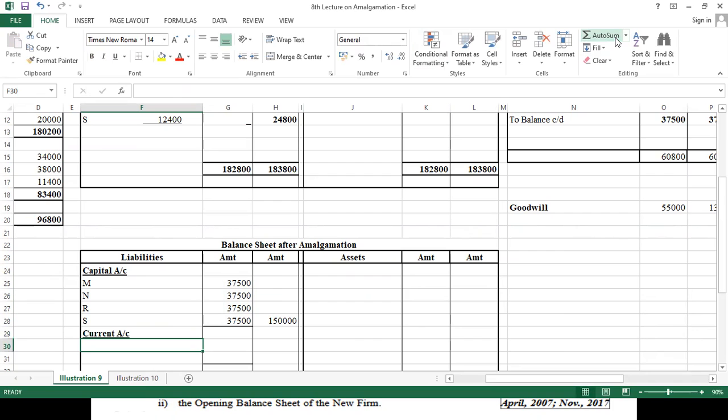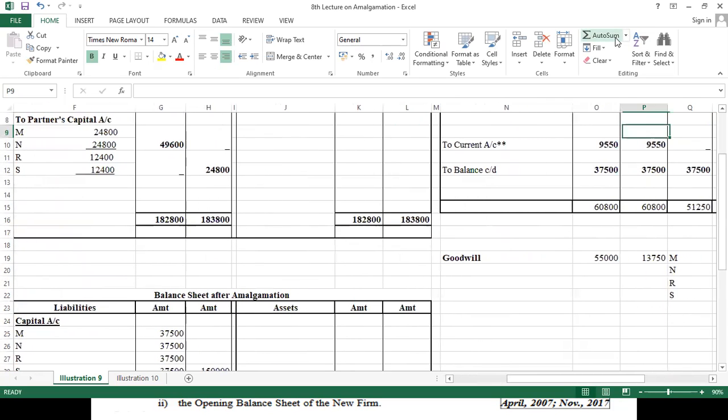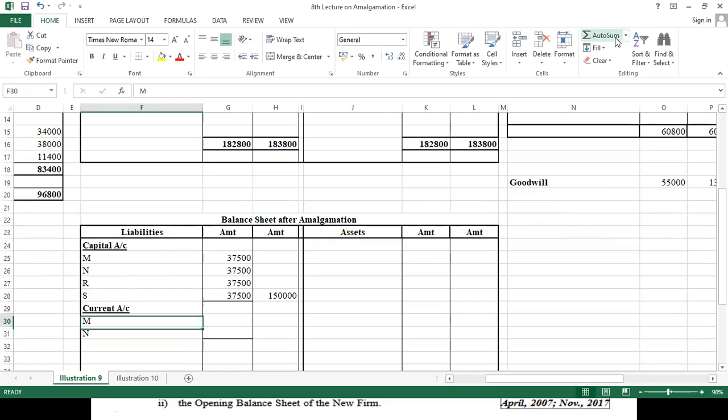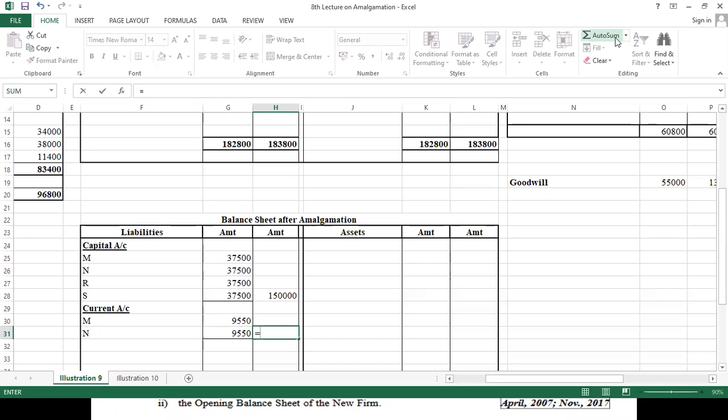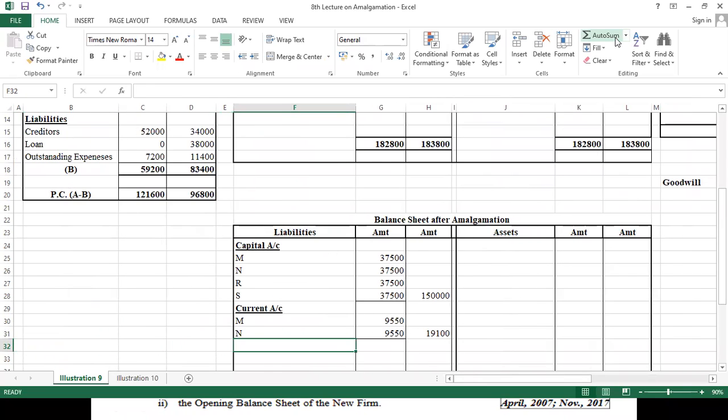Current account of whom? Only M and N, on this side, because they have a credit balance. Here you see, both have a credit balance left. Okay, so credit balance will be written on the liability side. How much is it? 9,550. Okay, 9,550, and the total is 19,100.